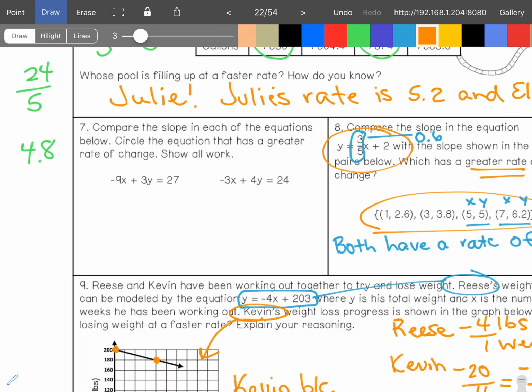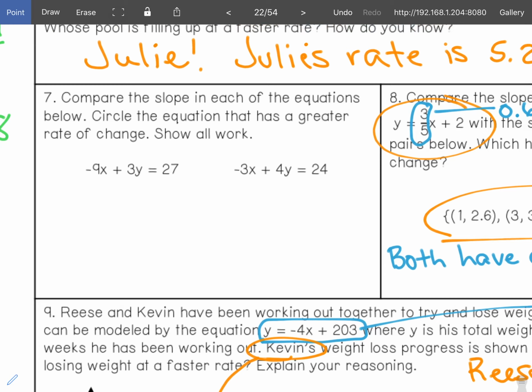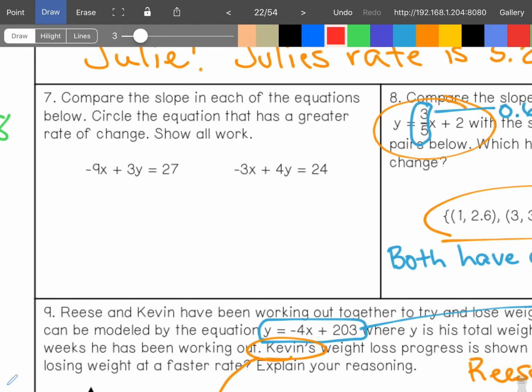The last one I want to look at with you is number 7. Now, with number 7, it says to compare the slope in each of the equations below. Circle the equation that has a greater rate of change. Well, we're not used to seeing our equations written like this just yet. These are two separate equations, and they're written in what's called standard form. We are used to slope-intercept form.